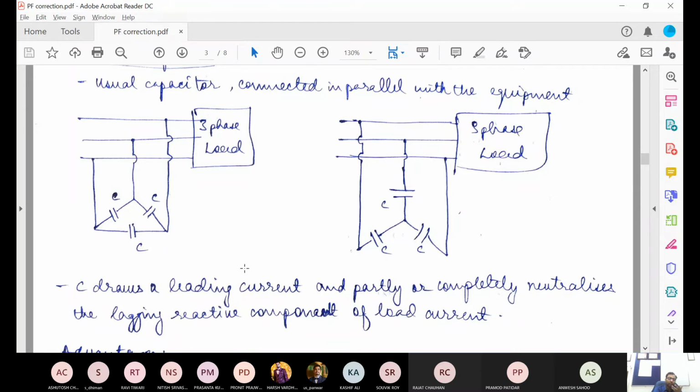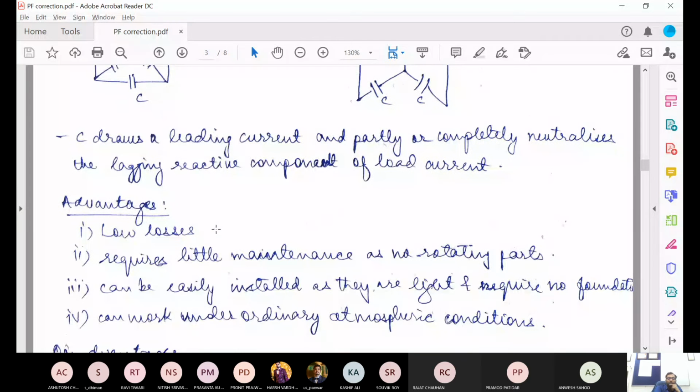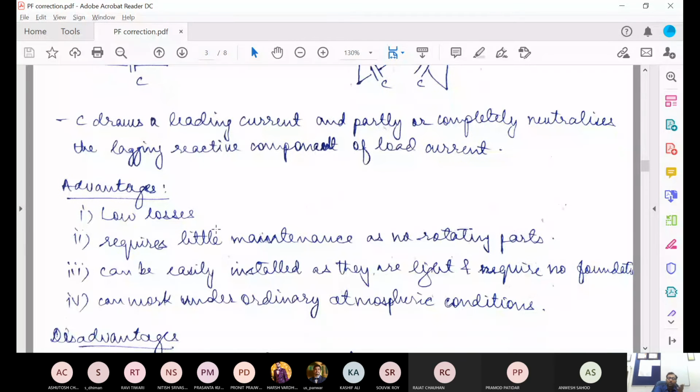A capacitor draws a leading current and partly or completely neutralizes the lagging reactive component of the load current. We have discussed this already: there was a lagging current which was initially there, and now you are drawing a leading current. So either partly or completely it will neutralize the effect of the lagging reactive component of the load which was there.